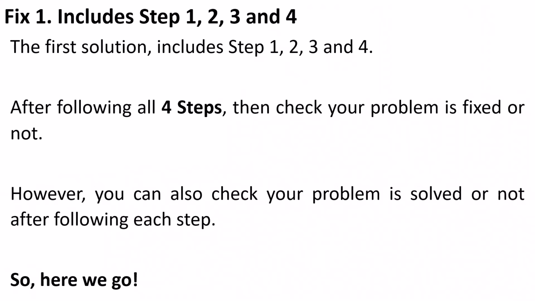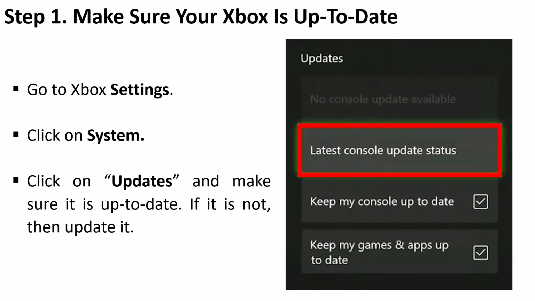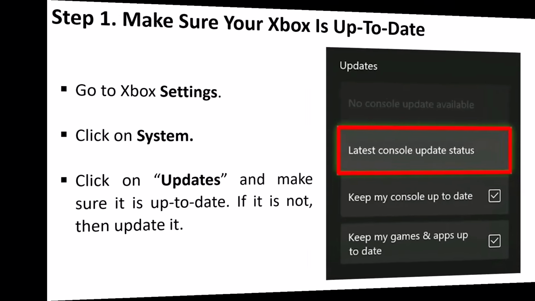The first fix includes step 1, 2, 3 and 4. After following all 4 steps, you can check if your problem is fixed or not. However, you can also check whether your problem is solved after following each step. So here we go. First step is to make sure your Xbox is up to date. Go to Xbox settings, click on system, click on updates and make sure it is up to date. If it is not, then update it.